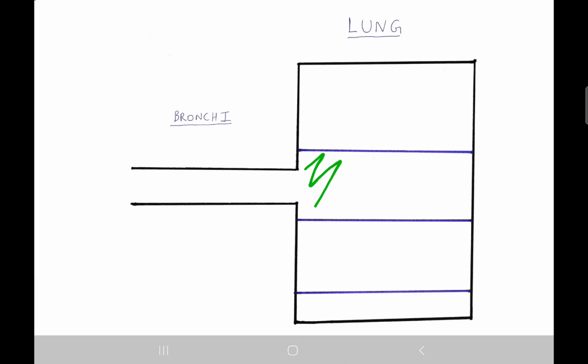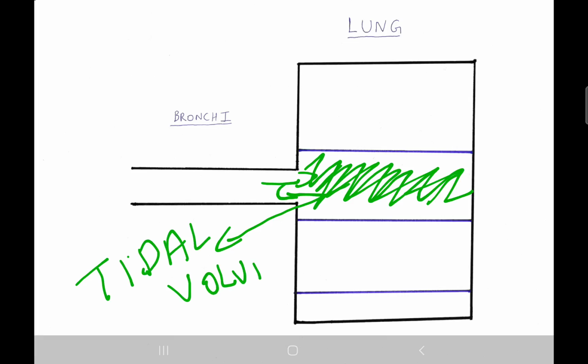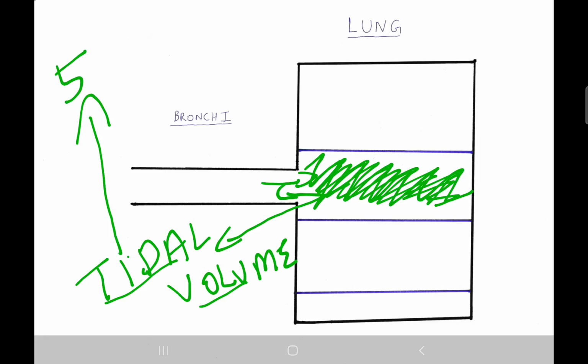The volume of air in this compartment takes part in normal respiration. Air moves into and out of the lungs during normal respiration in this compartment, and this compartment volume is called tidal volume. Normal tidal volume is 500 ml.